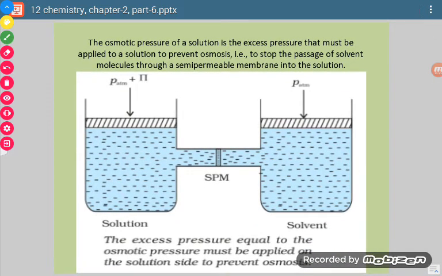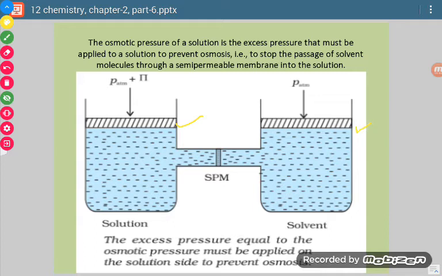Now see, with the help of this diagram we can understand more thoroughly how the osmosis process occurs and how we can stop it. We have taken two beakers, this one and this one. They are interconnected with the help of a semi-permeable membrane. Now when we put the solution inside this one and the solvent inside this one, what is going to happen? Suppose this was the level of solution in the beginning, and this was the level of solvent.